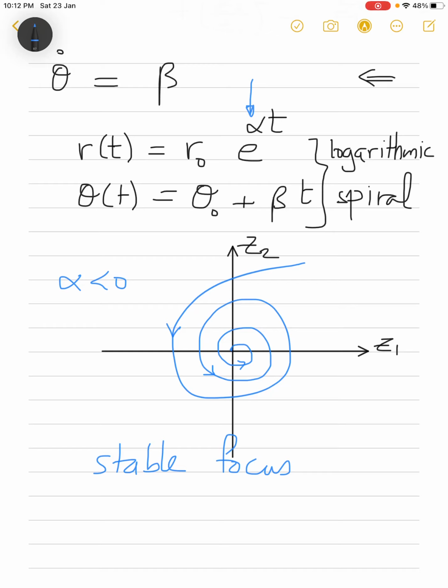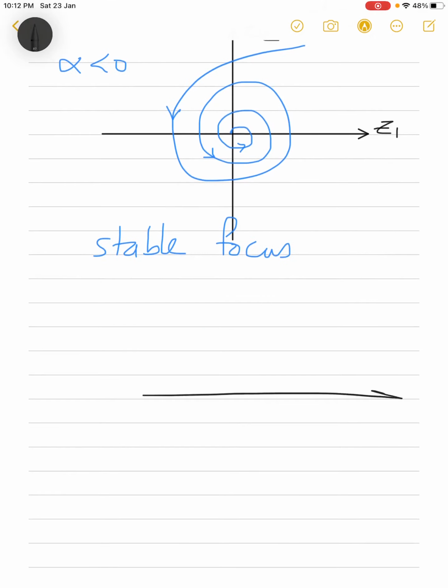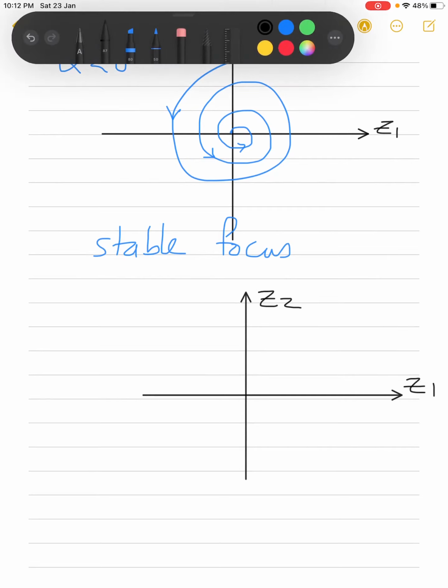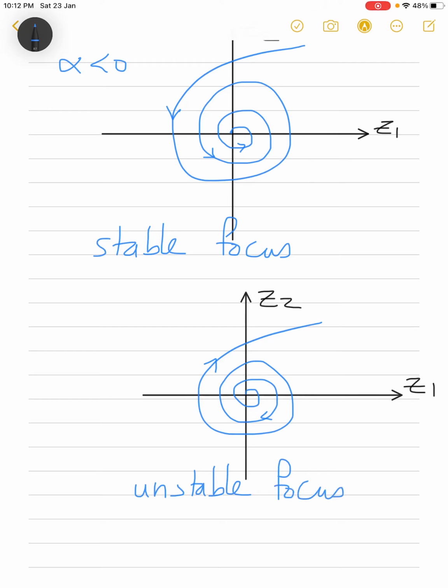While if we have alpha greater than 0, in that case the spiral will go to infinity. So this again z1 and z2, and as I said, the direction would be in the increasing direction, so that's called unstable focus. This is for the case of a positive alpha.